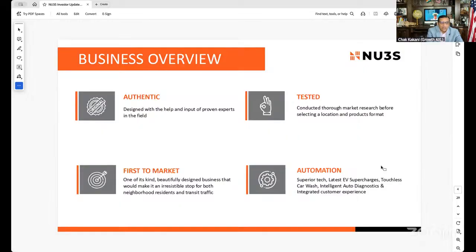Next one, please. As you see here, the ingredients we have for this business are not speculative. These are all proven. We have designed the experience. We have built the automation into this model. For EB-5, execution beats novelty. These are tested through market research before selecting the location and format. It's first to market, one of its kind, beautifully designed. It's an irresistible stop for neighborhood residents and traffic coming through. It's authentic, designed with input from proven experts in this field, and where we use automation, we use superior tech: touchless car wash, intelligent auto diagnostics, and integrated customer experience.